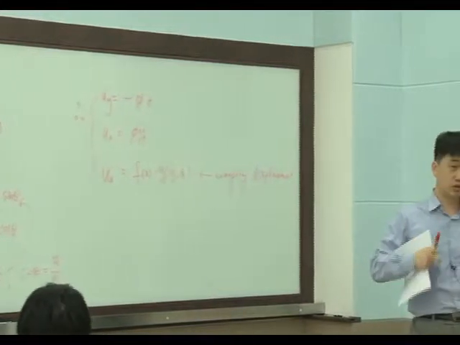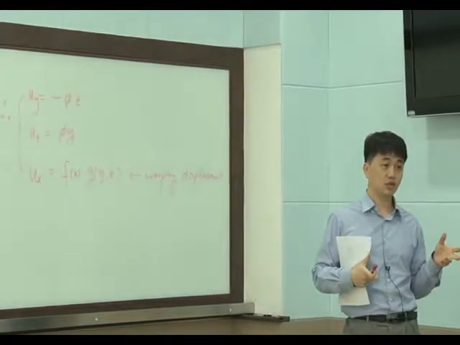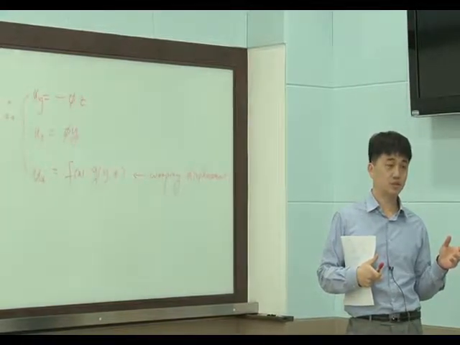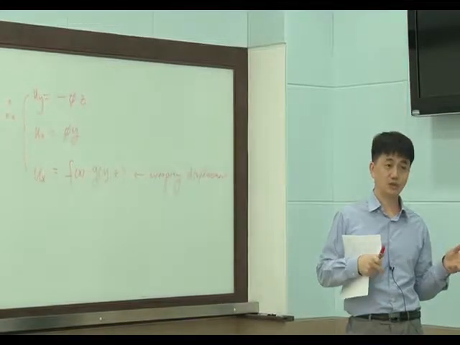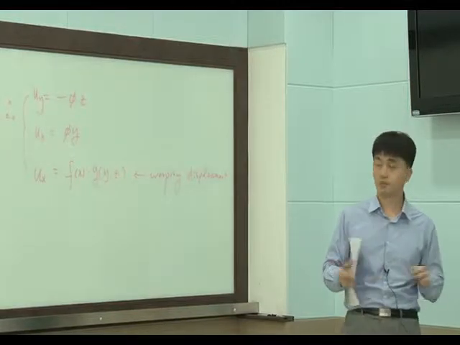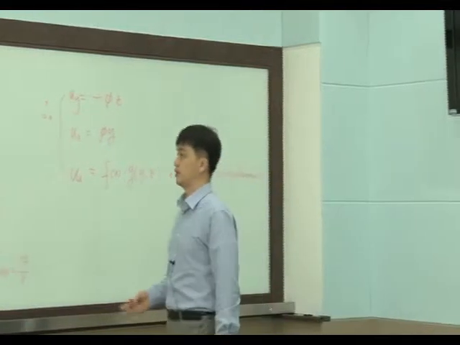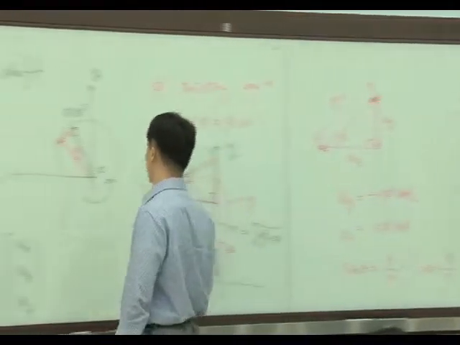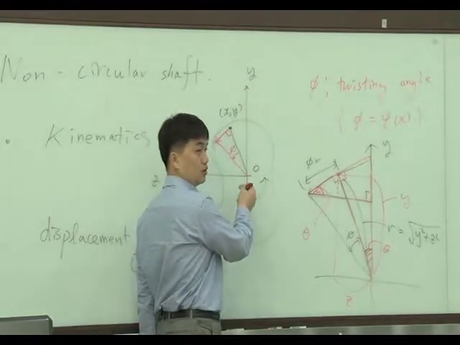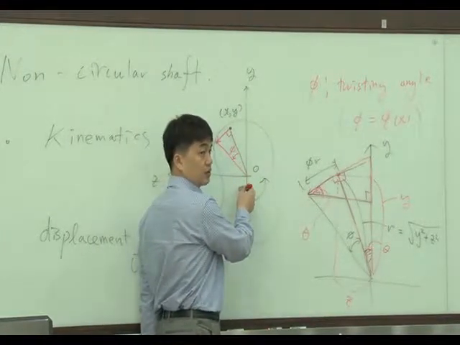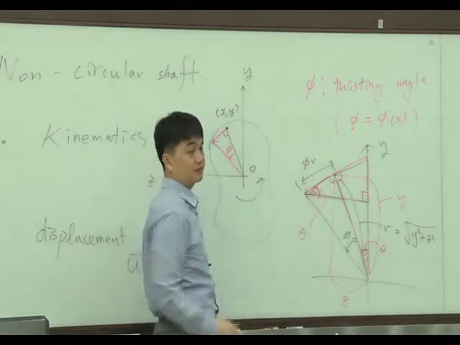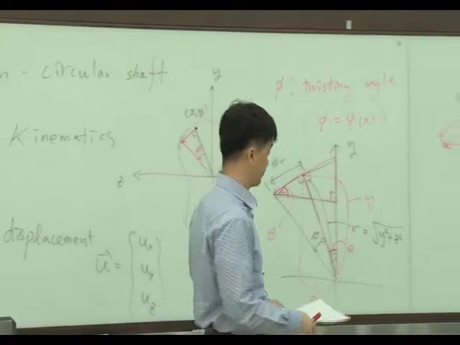Actually, if we twist a circular member, then there is no warping. But if you twist a non-circular shaft, there will be warping. So when we consider twisting, it's very important to consider the warping effect. We need to remember there are going to be displacements in this out-of-plane direction. We are saying this is warping.